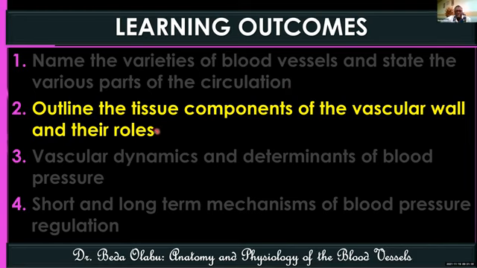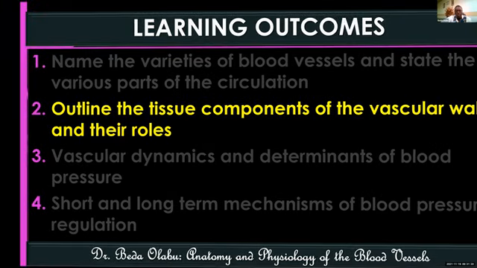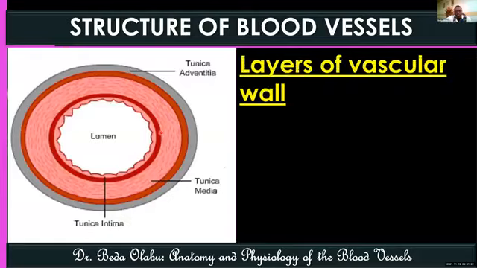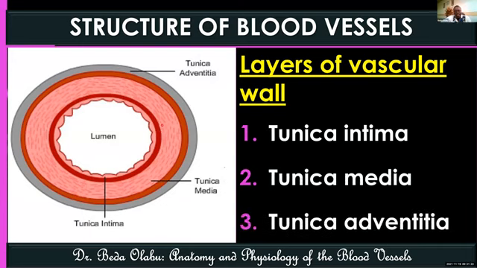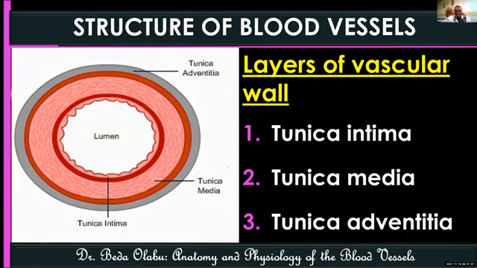Now let's address the second agenda. We talk about the tissue components of the vascular wall, and we'll also state their role. A vascular wall is described to have three layers. These are the three layers: the innermost layer, tunica intima; the middle layer, tunica media; outermost layer, tunica adventitia. Let's talk about each of the layers.